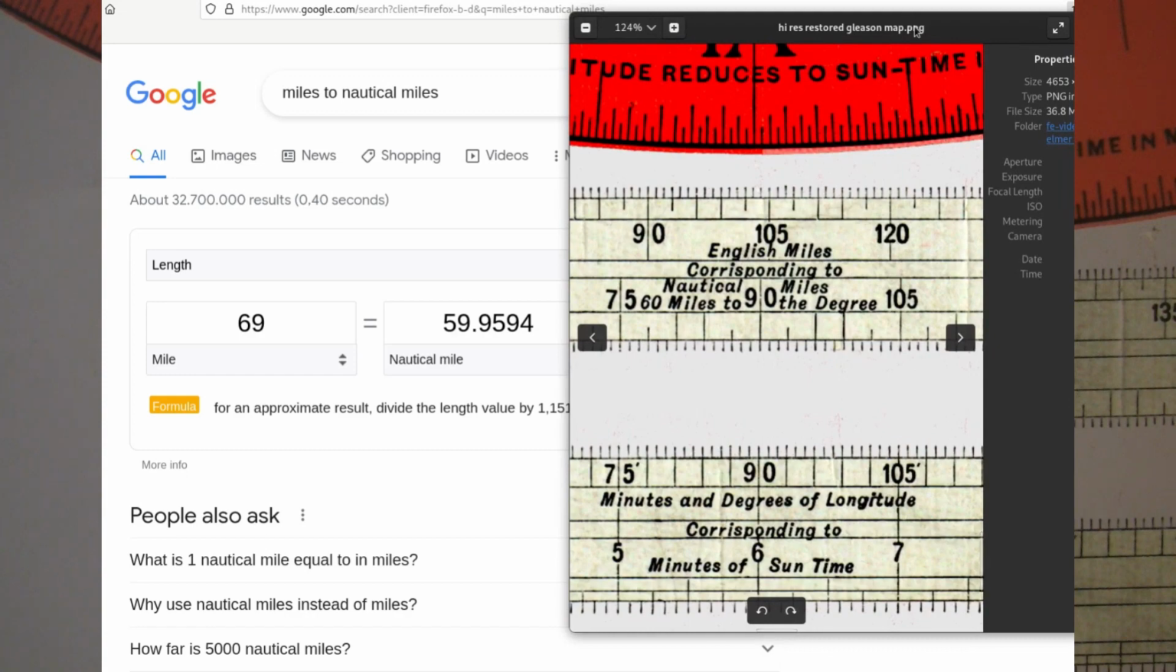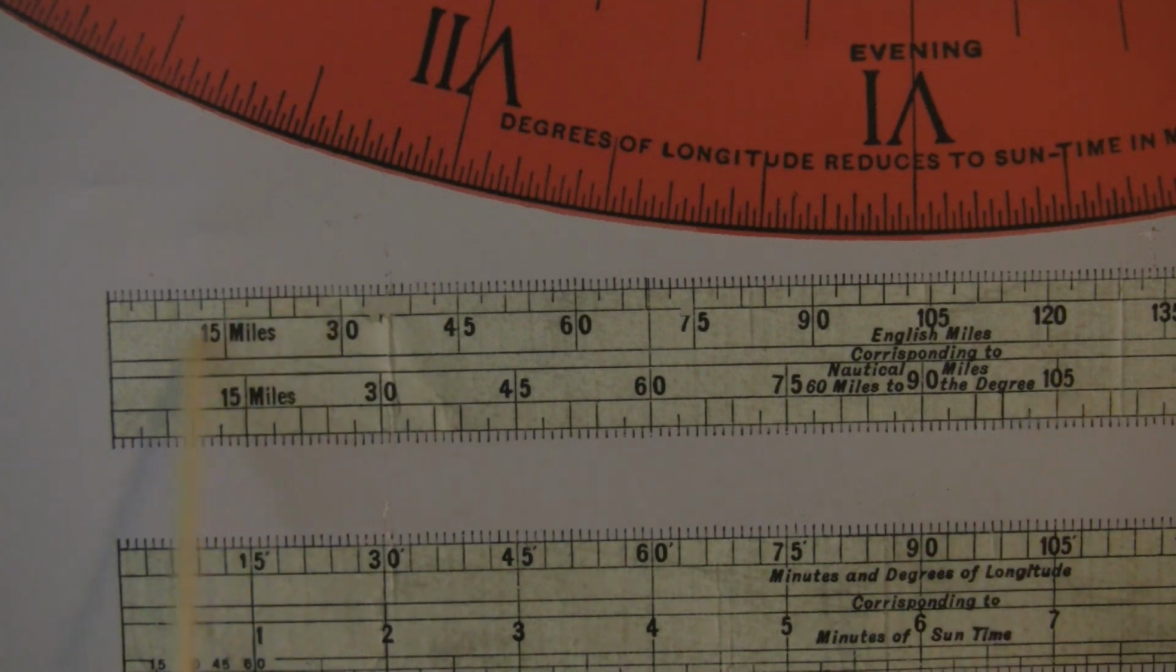This is the scale on the Gleason's map: English miles corresponding to nautical miles, and 60 miles to the degree. This is the English miles and this is the nautical miles. 69 miles is approximately 60 nautical miles. This should have been nautical miles, not miles. Both of them can be miles. 69 miles is approximately 60 nautical miles.